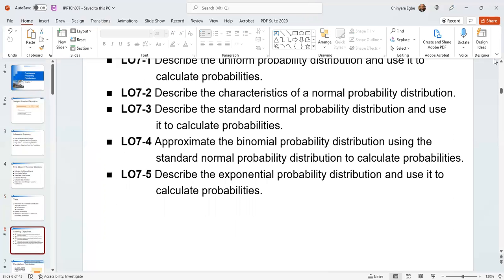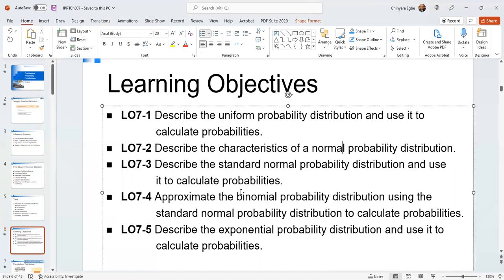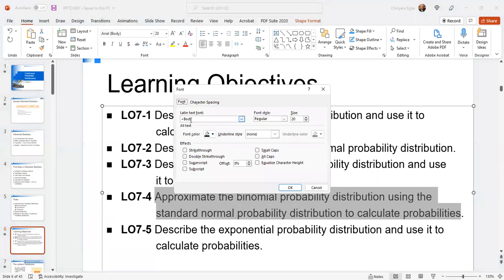Now, for this module, to understand the probability distribution, like I said, we're not going to learn how to do the uniform distribution. And so we're going to describe the normal distribution, how to calculate it. We're not going to do binomial distribution. So I'm going to rule those out.